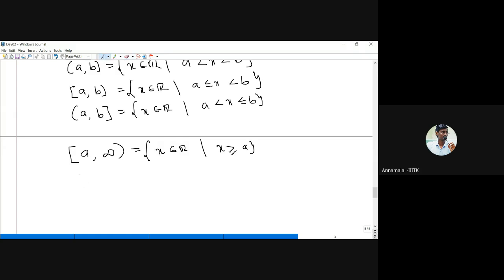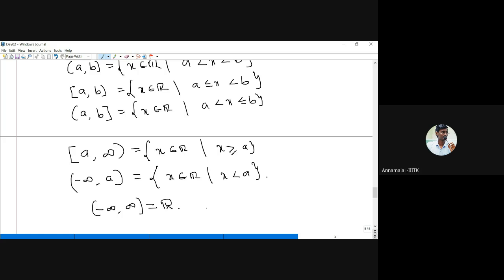Suppose you take minus infinity comma open a, so all the real numbers which are less than a, that is the set of all real numbers x such that x is strictly less than a. So these are all types of intervals. So if you take both the endpoints as plus infinity and minus infinity, this is nothing but the real numbers R, the real line.